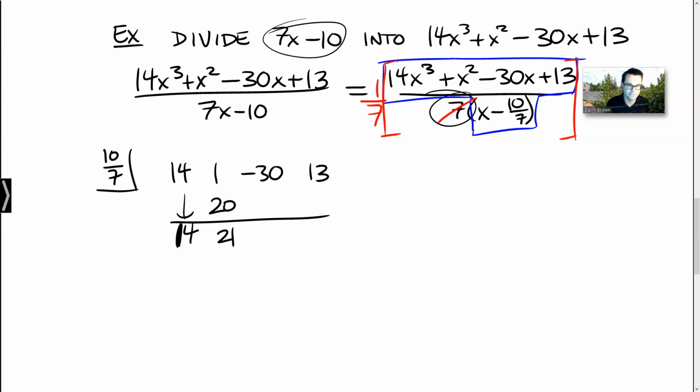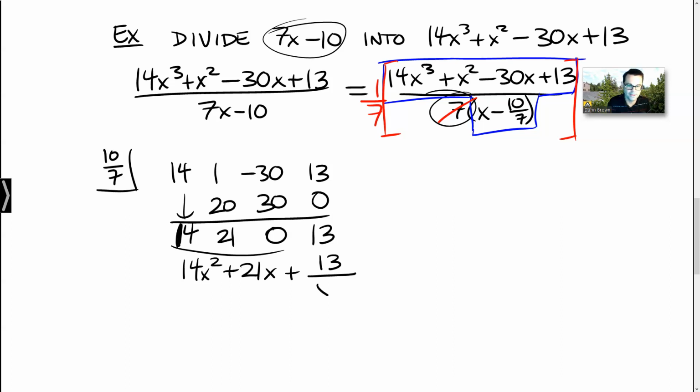I'm lucking out here, so I don't have to deal with fractions. 7 goes into 21 3 times, 10 is 30. Now I really luck out because I get 0. 0 times anything is 0, and I get 13. So what do I have here? Remember, these 3 give you the quotient. So it's going to be 14x squared plus 21x plus 13 over x minus 10 sevenths.